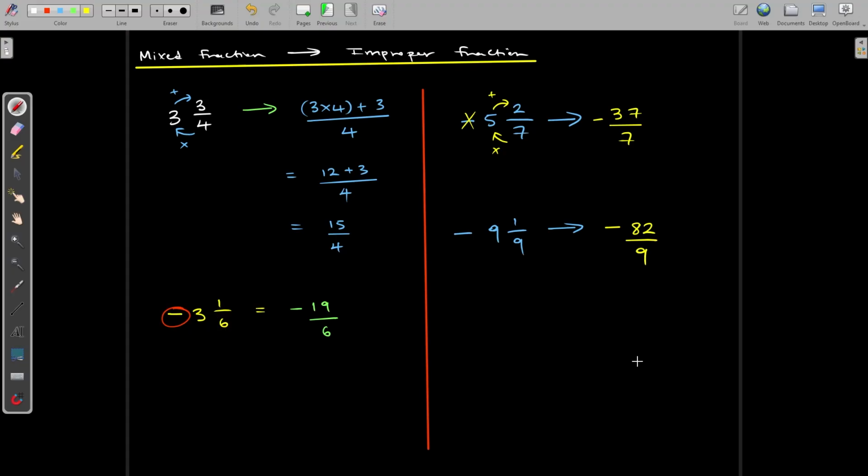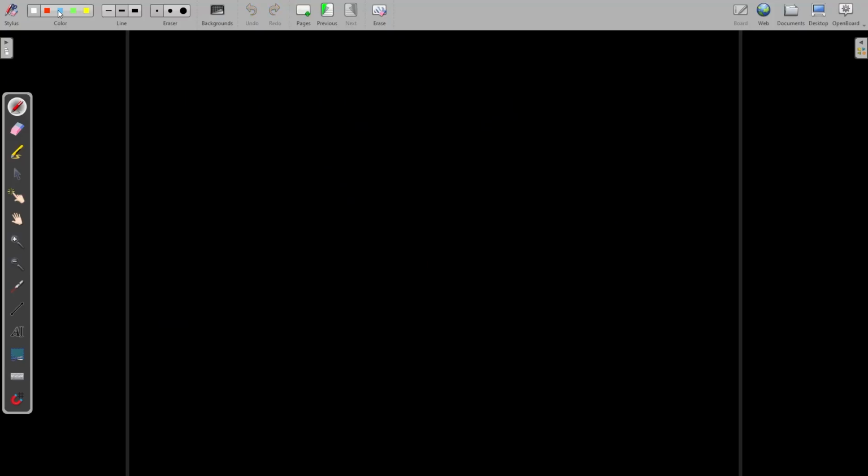So the procedure is pretty much similar to working with all positives. The only thing is that we need to ignore a negative sign, do the same operation, put back the negative sign, that's all. And that's when going from a mixed fraction to an improper fraction. So now let's look at the opposite, going from an improper to a mixed fraction.